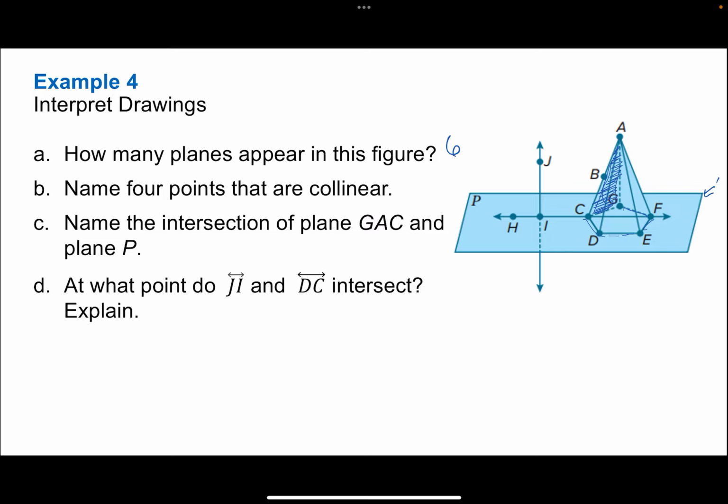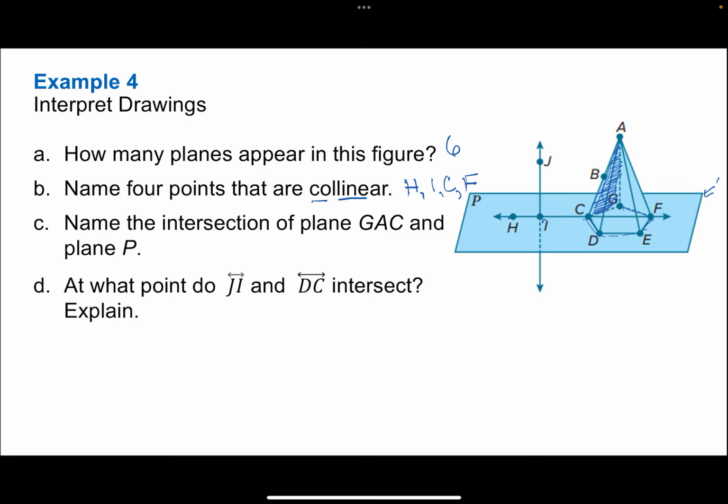We want to name 4 points that are collinear. So 4 points that are together on the same line means I have to find 4 points all together on the same line. Ooh, H, I, C, and F are all on the same line. So H is a capital letter, I is a capital letter, C is a capital letter, F is a capital letter. Let's put a comma between them because we made a list and we finished that question.